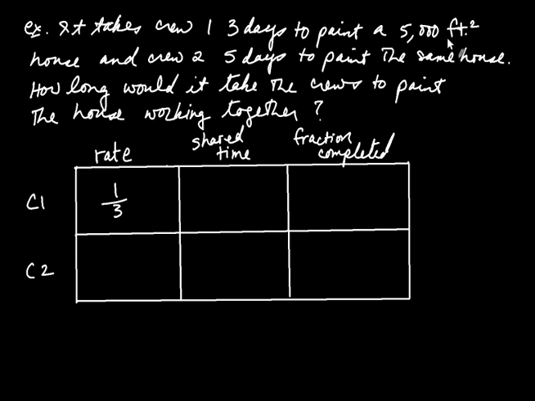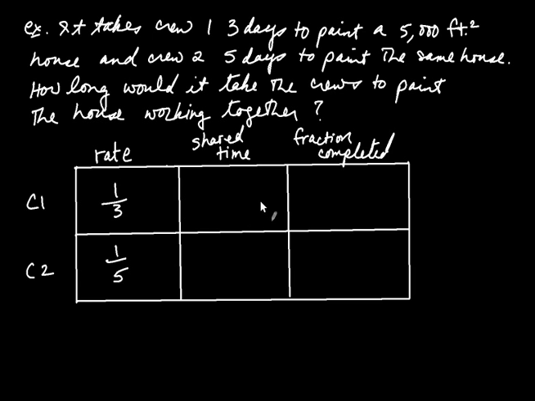Now, it's true it's a 5,000 square foot house, but you don't have to worry about that. Sometimes in problems, you're given some information that's really not important to the problem. All you care about is that we're talking about painting 1 full house. Okay? Crew 2. What's crew 2's rate? Well, that's going to be 1/5 of the house per day, right? It takes them 5 days. So 1/5 of a house per day.